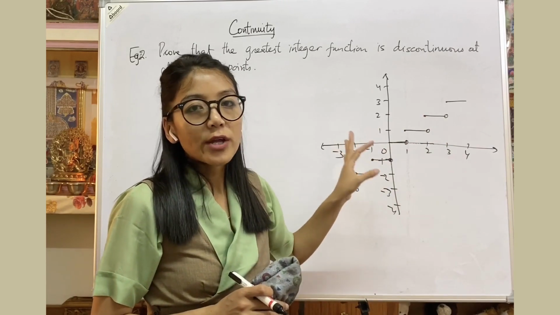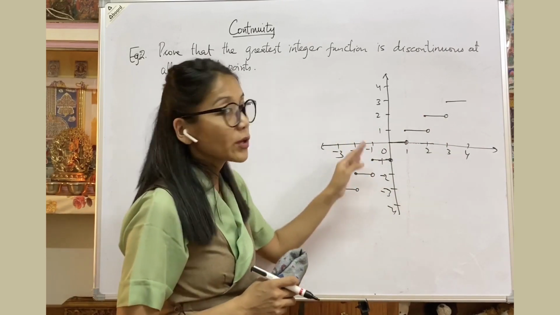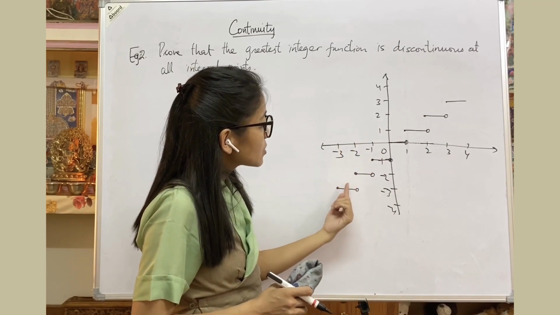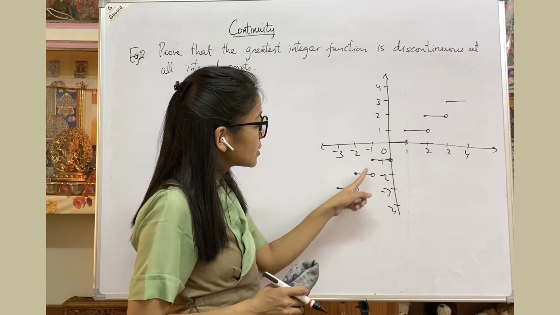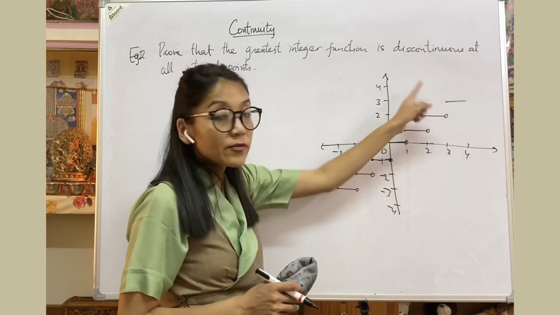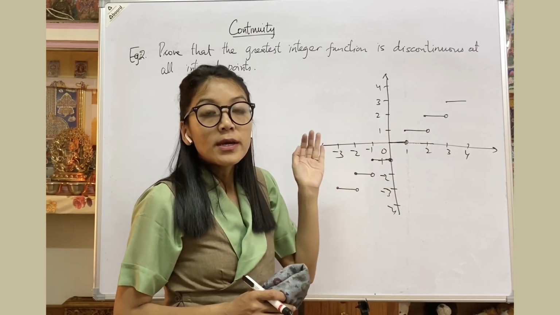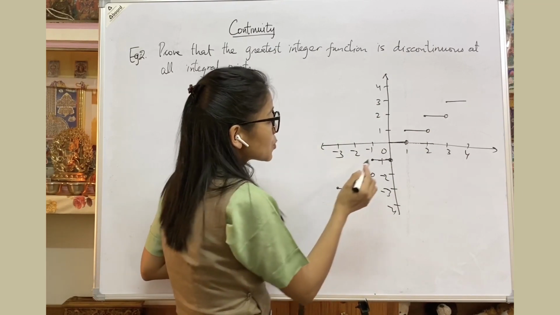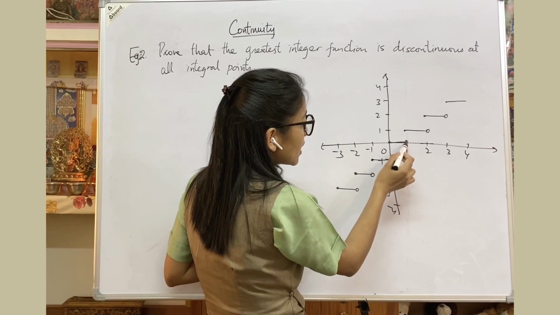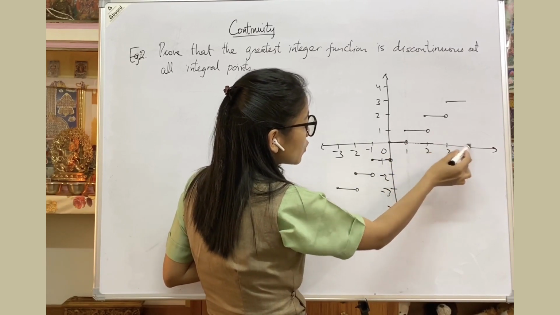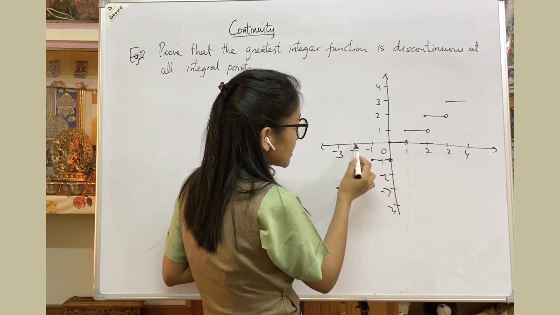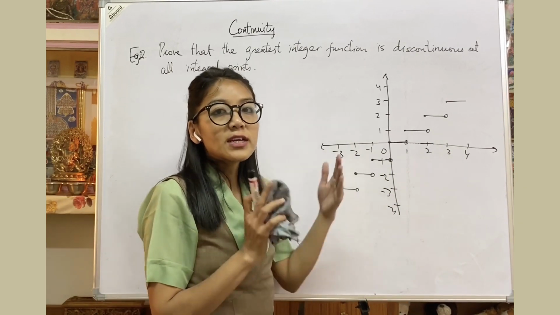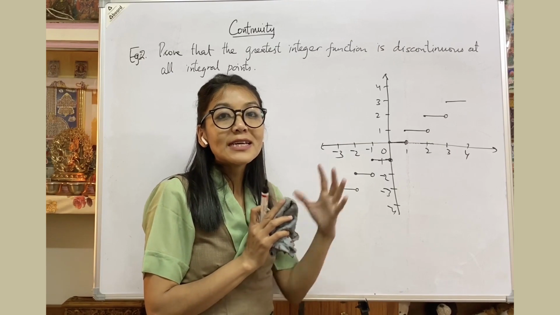Now this you had already learned in class 11, so I'm not going in detail. Okay, so now graphically you can see that the function graph is discontinuous. It is broken here, it is broken here, it is broken here. Now at what type of point is it broken? You can see it is broken at 0, at 1, at 2, 3, 4, -1, -2, -3. So the graph of the greatest integer function is broken at all integral points.